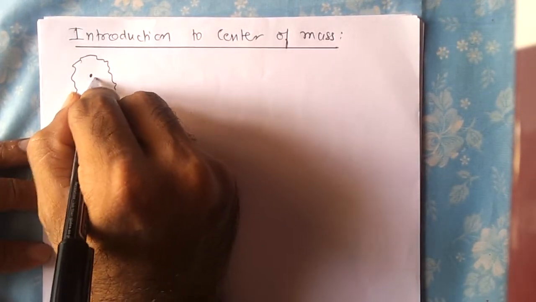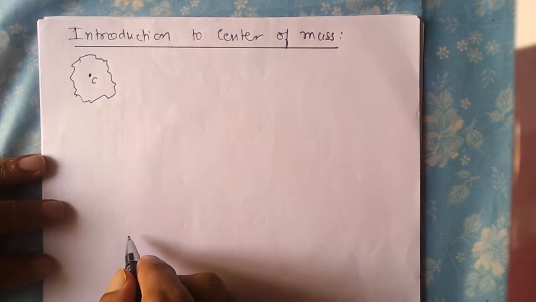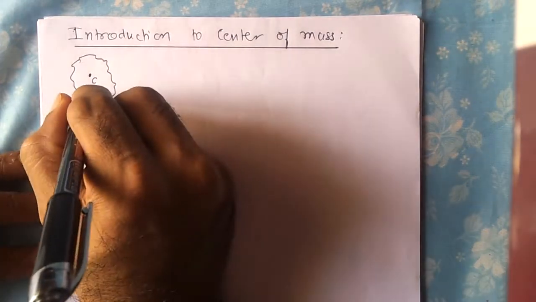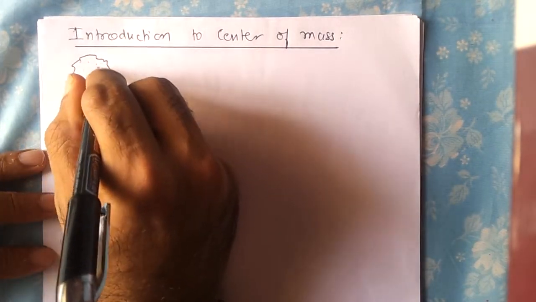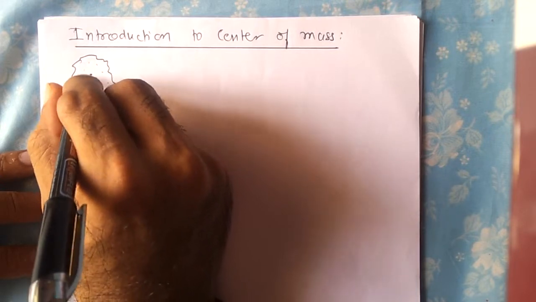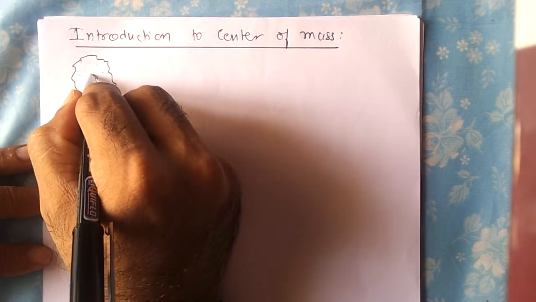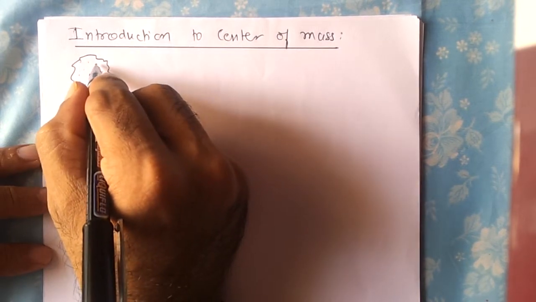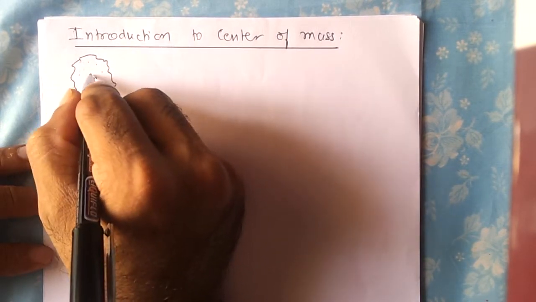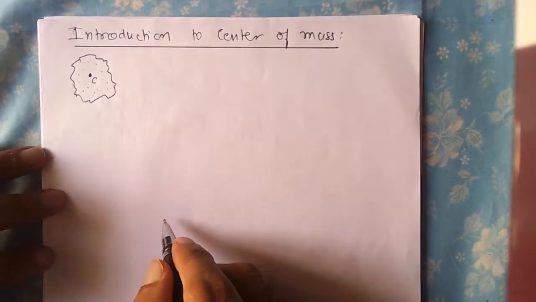So this is the center of mass, and let us identify it by C. This particular object consists of a large number of particles, and each one of these particles has its own mass. Center of mass is that particular point where the total mass of all these particles acts. So it's a point within the body.